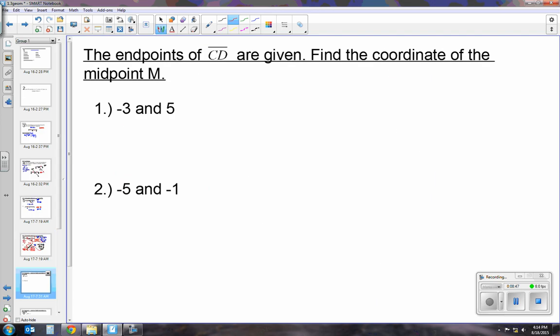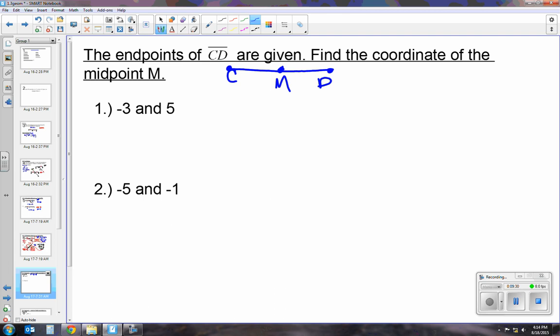So next up, I'm going to talk about finding a midpoint if I give you 2 numbers of the endpoints of a line segment. So it says the endpoints of line segment CD are given. Find the coordinate of the midpoint M. And what always helps me is to draw a picture. So I'm going to draw a line segment CD. Let's draw that again. So we have CD, and then we have M.